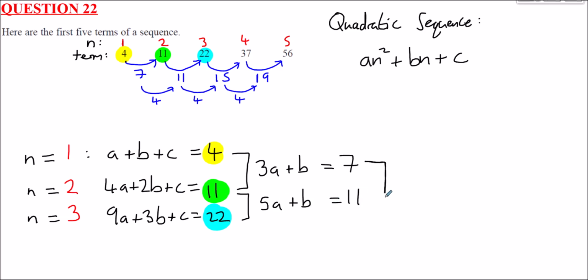We then do the same again, this time, again to avoid any negative numbers if possible, I'm going to do this bottom equation, take away the top one. So 5a take away 3a gives me 2a. The b's cancel. I'll then have 11 take away 7, which is 4. So I now know that 2a equals 4. So therefore a must equal 2. So I now know from this one that a has a value of 2.